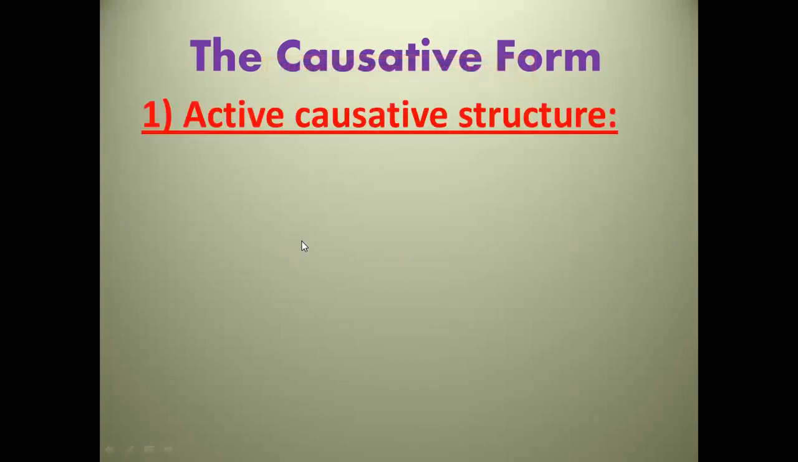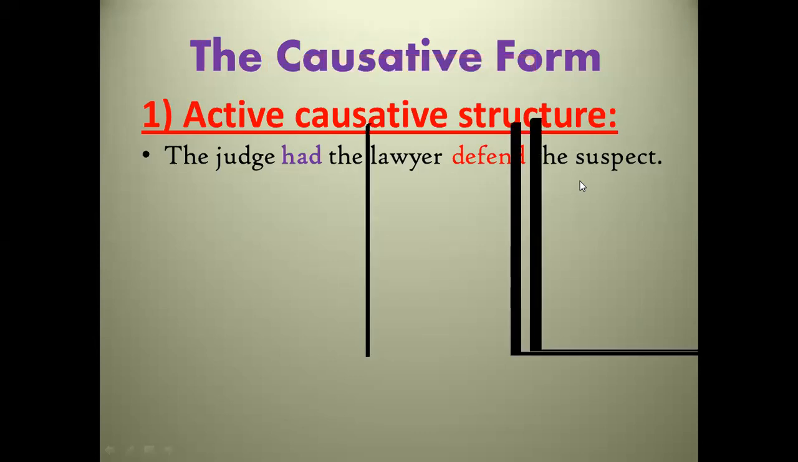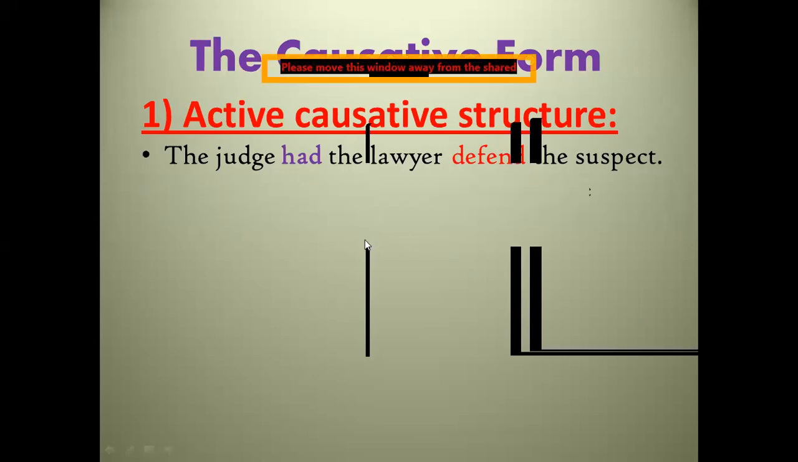The first structure is the active causative structure. The active causative structure is used when someone causes another one to do something. For example, the judge had the lawyer defend the suspect. Now, who defended the suspect? I'm waiting for your answers in the chat. Okay, the lawyer.